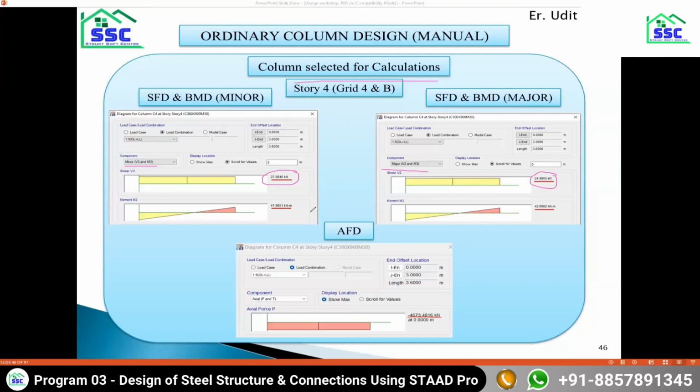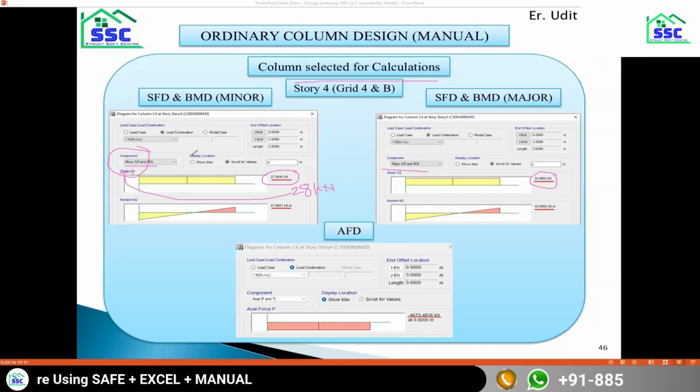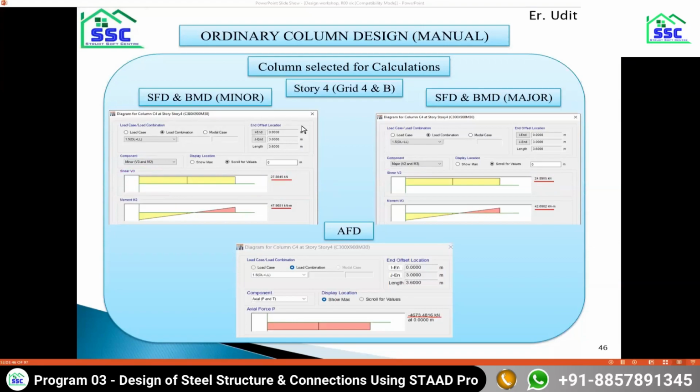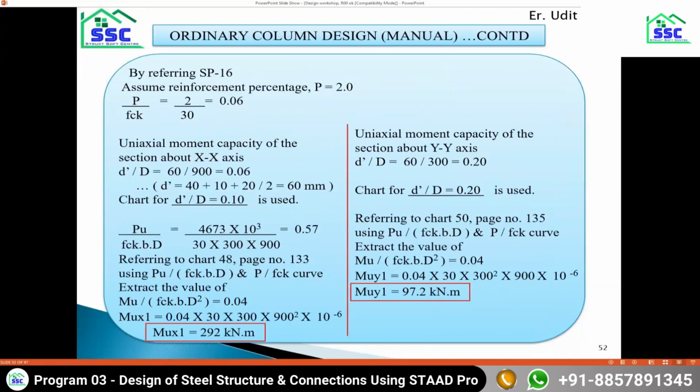Now, my friends, for saving our time, we will perform the calculation about one axis only. So that's why we have chosen the higher value, and that is 28 kilonewton. So our analysis shear force is 28 kilonewton, and please pay attention. It is along the minor axis because it is going to make a difference when we design the column manually. So this 28 kilonewton is along the minor axis of the column.